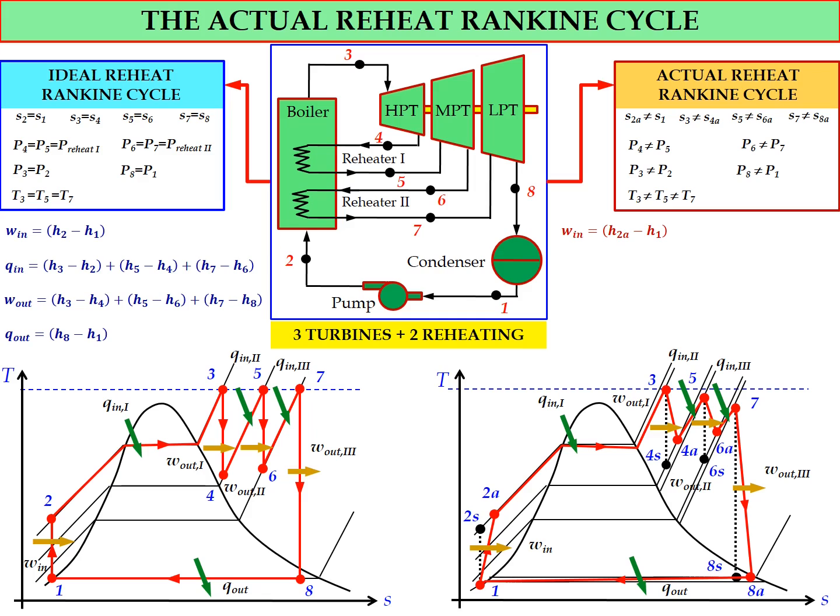In terms of formula, W in is equal to H2A minus H1. So for all the formulas involved with the actual Rankine cycle, we need to consider the actual enthalpy value for the actual state. So for W in, the formula will be H2A minus H1. For Q in, the total Q in for the actual process is equal to H3 minus H2A plus H5 minus H4A plus H7 minus H6A. W out, the total W out for three turbines, will be equal to H3 minus H4A plus H5 minus H6A plus H7 minus H8A. And the last one, the formula for Q out will be H8A minus H1.